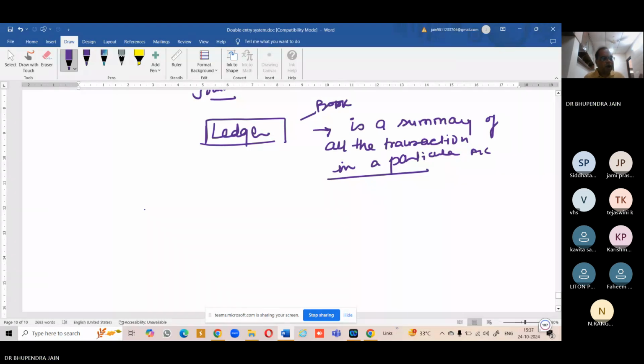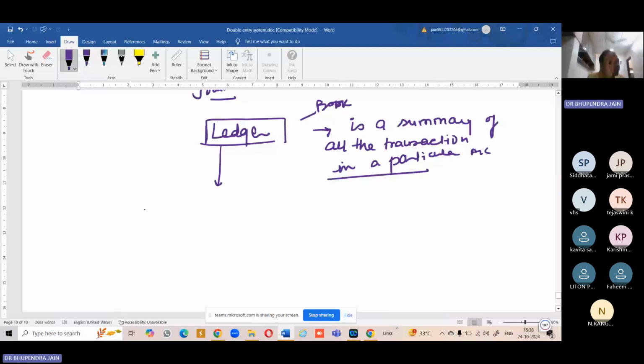If you want to check how much is the total balance of purchase, how much is the total balance of sale, how much is the total balance of electricity expenses, telephone expenses, or salary, then how can you check? Just open the purchase ledger, sales ledger, electricity bill ledger, or telephone bill ledger. Then you can check how much expenditure we have incurred during the financial year for a particular purpose. So ledger is a summary of transactions, the total details of purchase, sales, and all the expenditure.